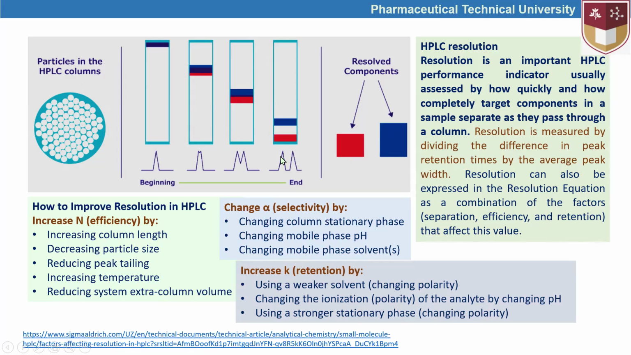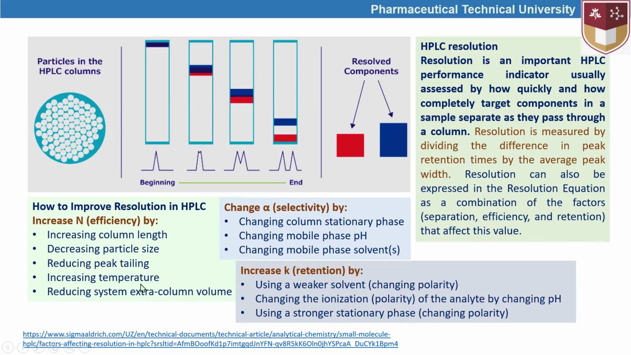And here are the factors that might affect proper resolution, proper separation of the compounds in the column. The factors that might affect this process can be the increased column length, as I mentioned earlier, and the decreased particle size. If the particle size of the sorbent is smaller, it will be slower, but we can expect a more precise separation of red and blue compounds. And reducing peak tailing is another factor.